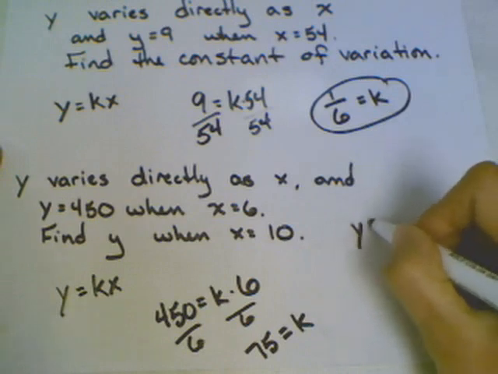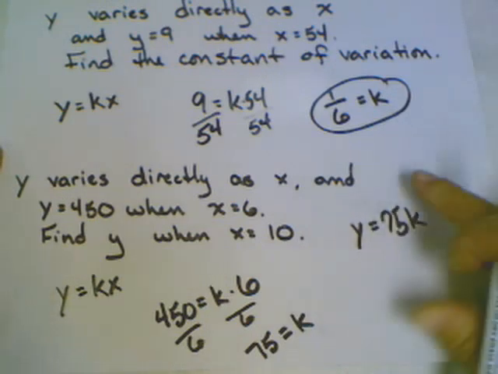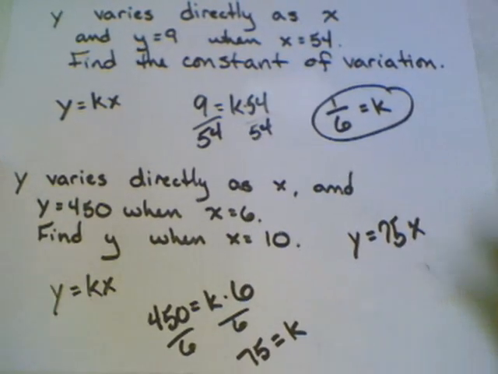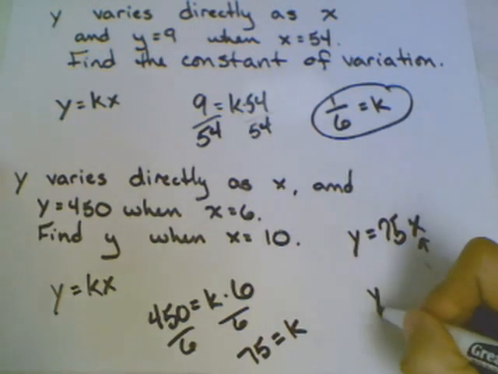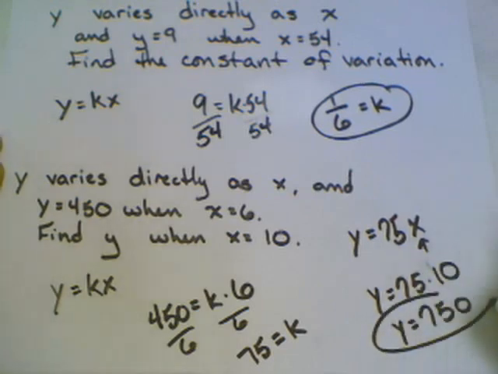That's my constant of variation. So the formula for this direct variation is y equals 75x. I want to know y when x is 10, so now I can plug 10 in for x. Y is going to equal 75 times 10, so y must be 750.